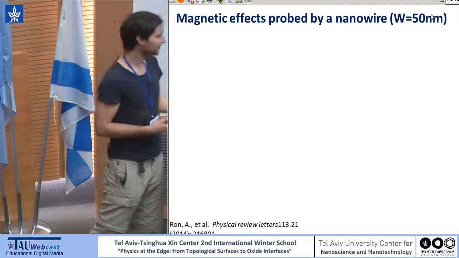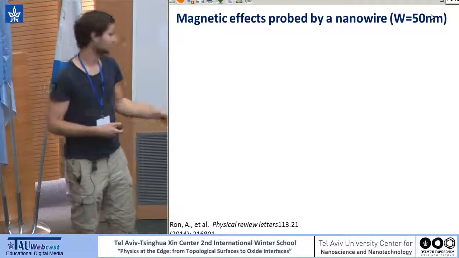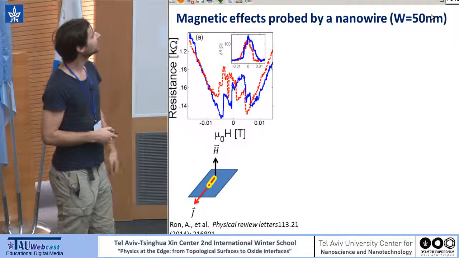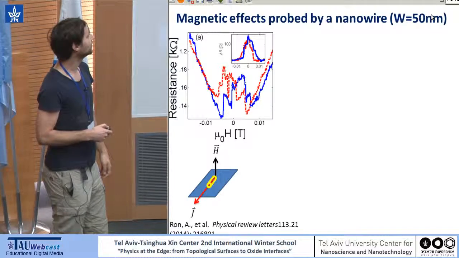So when it's cold, it's time to apply the magnetic field. You can do that in various orientations. So this is what you get for the perpendicular orientation.